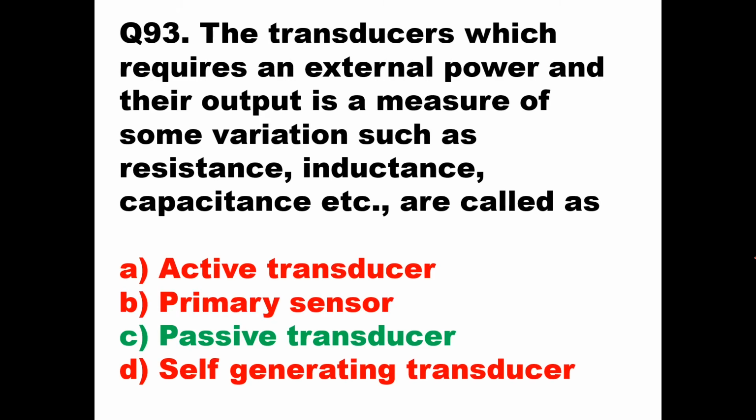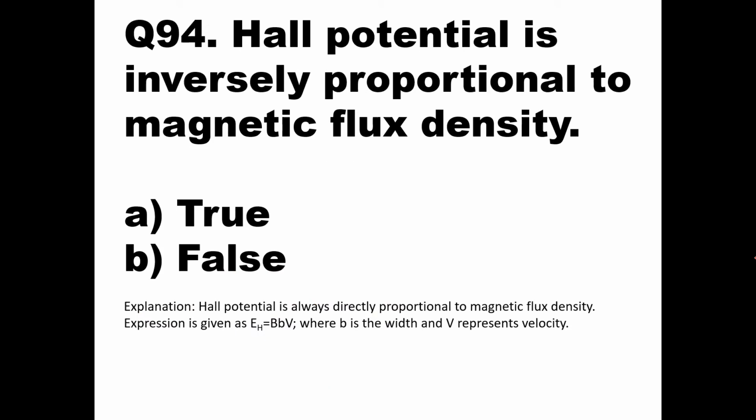So C, passive transducer. It requires an external power and the output is a measure of resistance or capacitance or inductance variation. Okay. Then we'll go to the next question, question number 94.